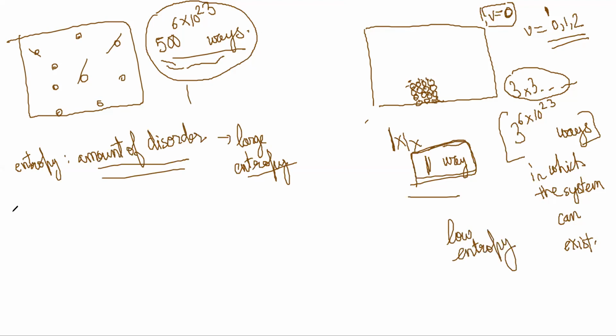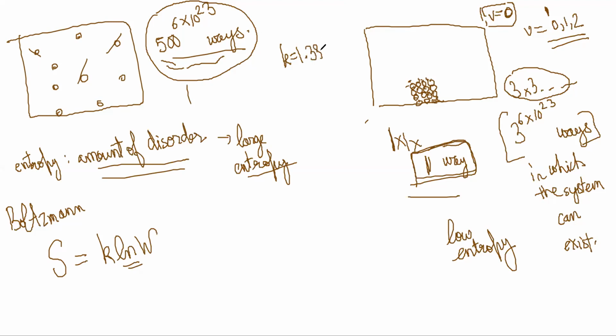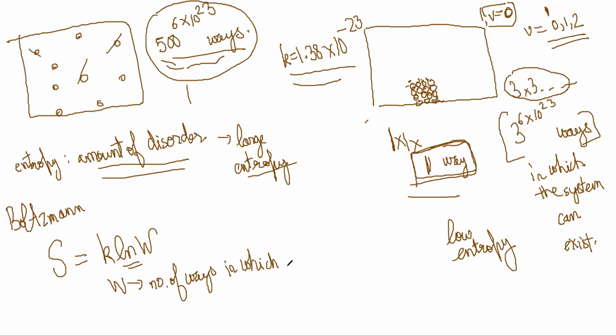So Boltzmann figured out that entropy can be measured like this: S is equal to K ln W. Now ln is a natural logarithm, okay? And K is a constant of nature, called the Boltzmann constant, whose value is 1.38 into 10 to the power minus 23. And W is the number of ways in which the system can exist. That is why you are calculating that number of ways.